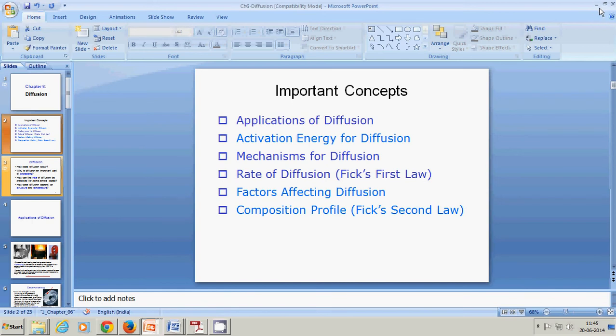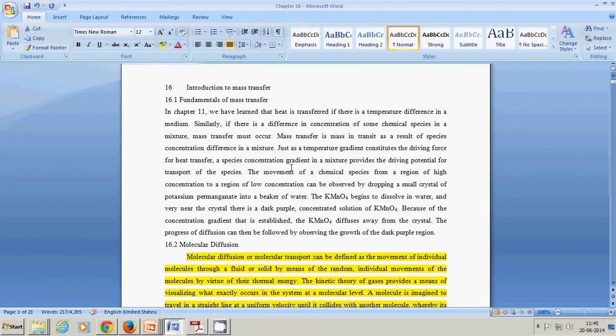Today I am going to teach fundamentals of mass transfer. In it, our main focus will be to learn on the topic of diffusion. Now, first I'll give a brief introduction on the fundamentals of mass transfer.